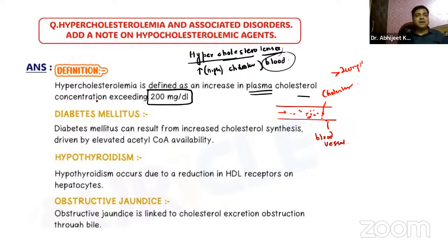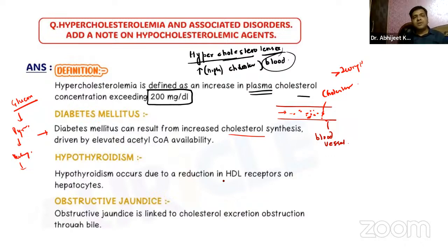Apart from that, guys, diabetes mellitus can also result from increased cholesterol synthesis, right? You already know how diabetes mellitus occurs. You already know we have extra glucose. Glucose converts into pyruvate. Pyruvate converts into acetyl coenzyme A. This acetyl coenzyme A will undergo beta oxidation, and this can also result in the free fatty acid components, and that can also be there.